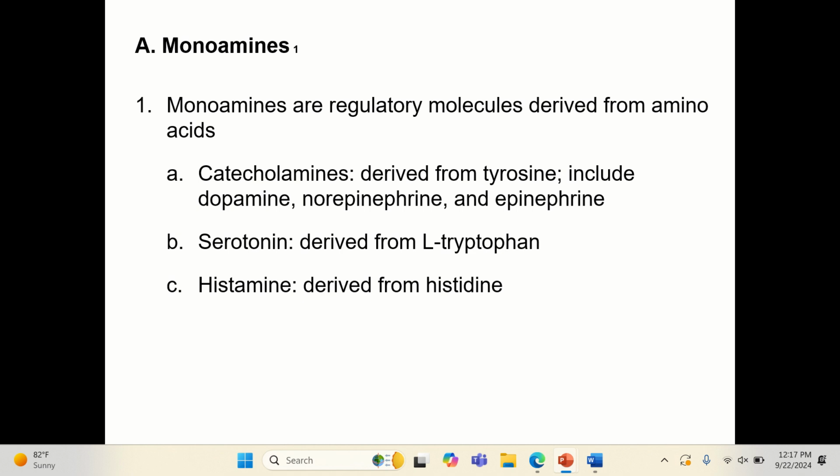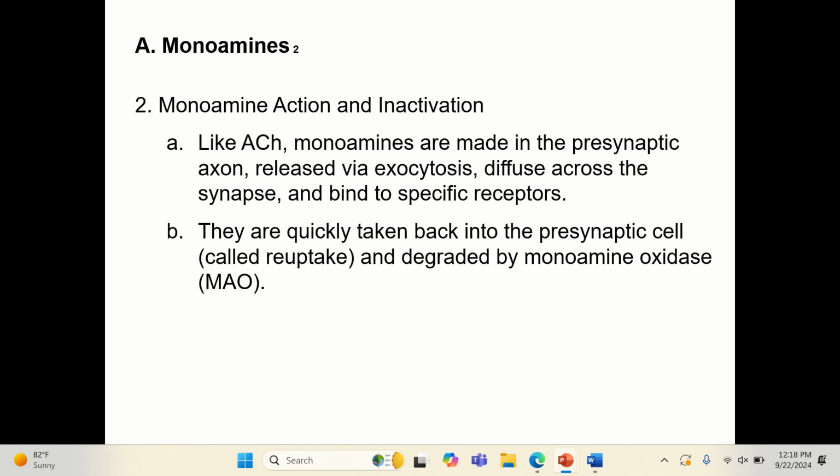So monoamines are regulatory molecules that are derived from amino acids. They include catecholamines, serotonin, and histamine. So catecholamines are derived from tyrosine, and they include dopamine, norepinephrine, and epinephrine. Serotonin is going to be derived from L-tryptophan, and histamine is derived from histidine.